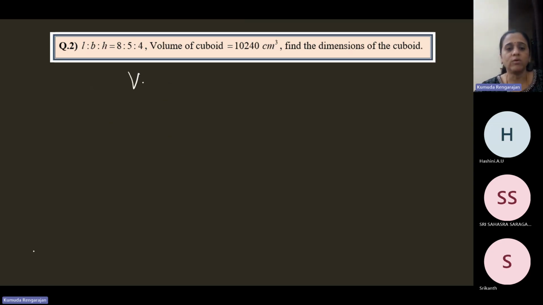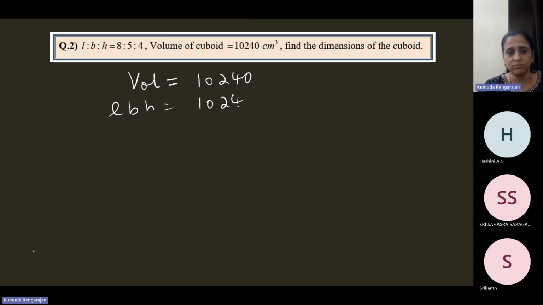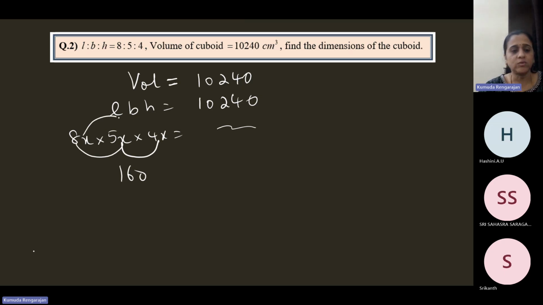So now what is volume? Volume is equal to 10240. Yeah, thanks, Navneet. Volume is L into B into H is equal to 10240. What is L? 8x. What is B? 5x. What is H? 4x. 8 fives are 40, 40 into 4 is 160. x into x, x squared into x, x cubed is equal to 10240.